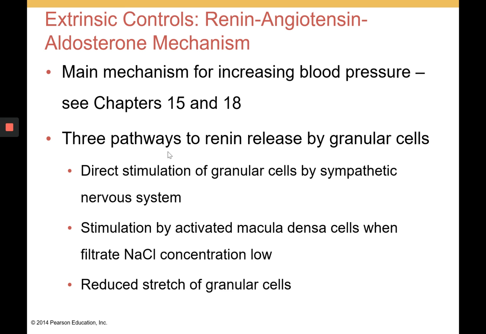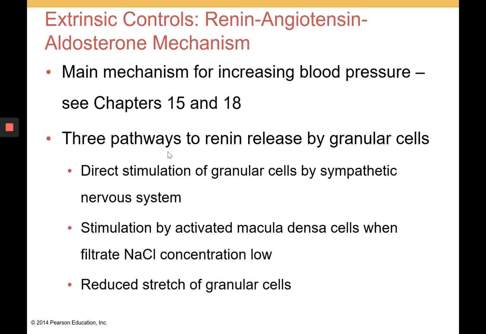So if you need to review the main mechanisms for increasing blood pressure, such as the renin-angiotensin-aldosterone mechanism, but also autoregulation by changing the diameter of arterioles, go back to chapters 15 and 18. But there are three pathways for renin release that you'll probably see that apply here to the extrinsic controls and the intrinsic controls of renal regulation. The first is the direct stimulation of granular cells. The sympathetic nervous system can directly stimulate the granular cells, which secrete renin, which can cause vasoconstriction.